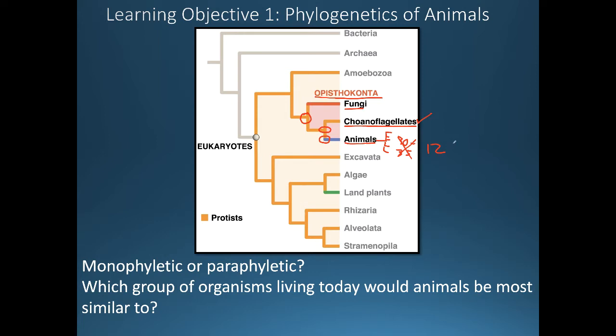So let's go ahead and look at some of these different phyla of animals and see if one of them is more similar to the choanoflagellates, which would support that choanoflagellates is the most recent relative of the animals, and it would also suggest that that particular animal was one of the first animals to have evolved.